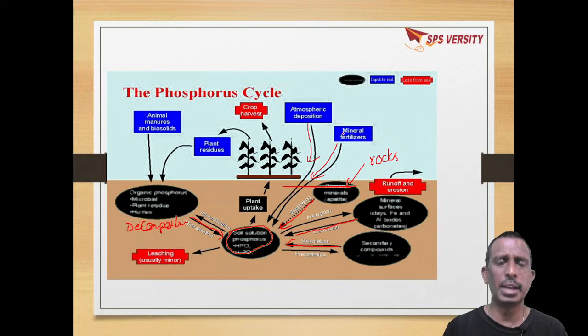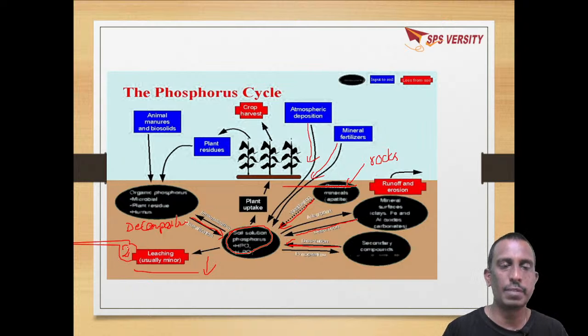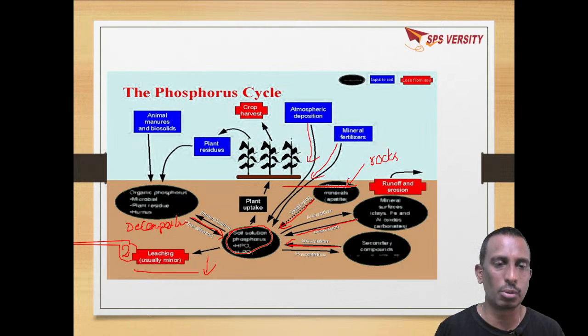And at the same time, there is loss from the soil. That is, there is loss of phosphorus by leaching, which is a very minor one, where it reaches deeper layers of the soil during the decomposition process. The second is fragmentation, during which a lot of minerals are lost, phosphorus being one of them. And runoff and erosion: due to runoff water and soil erosion, phosphorus is lost.